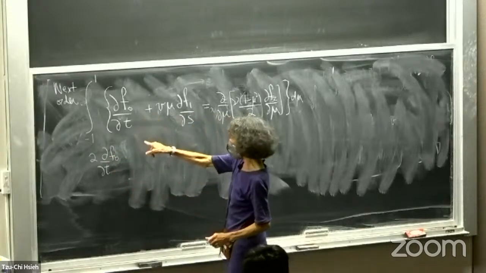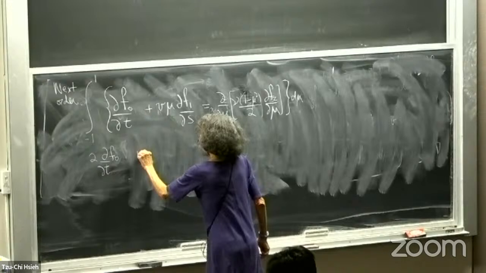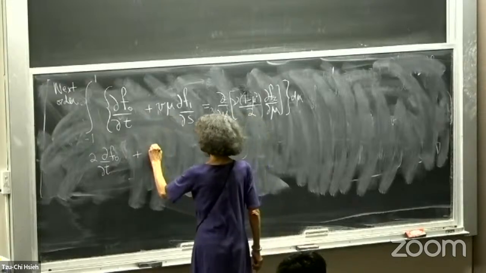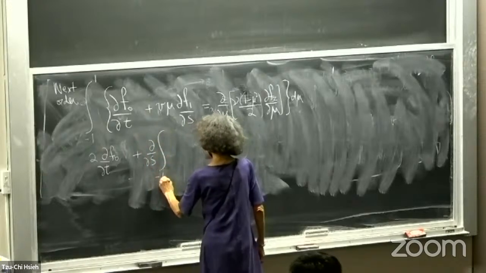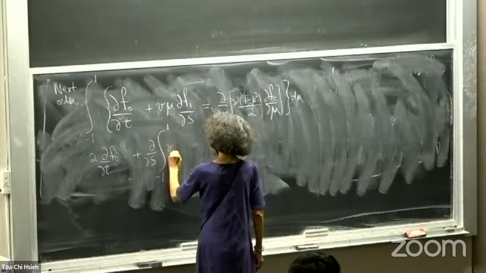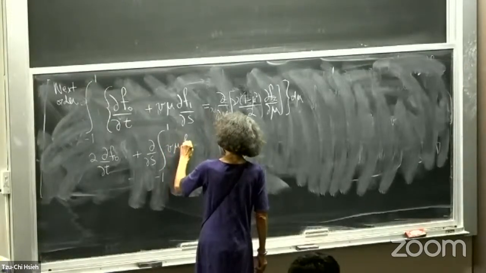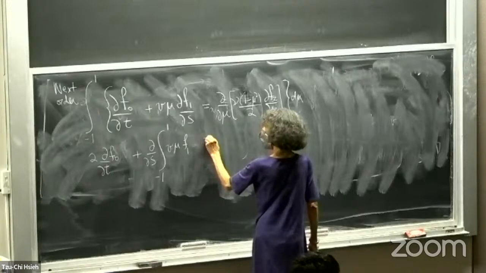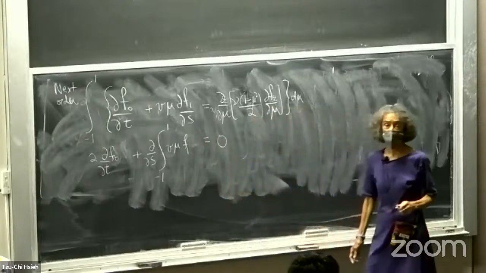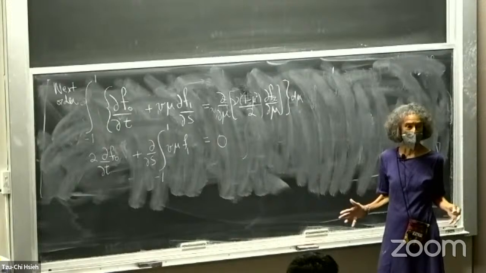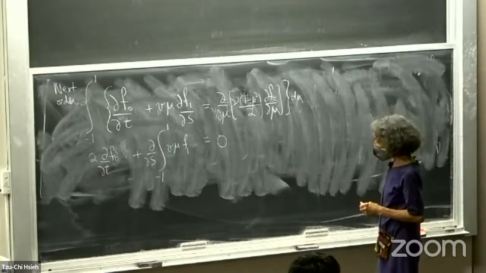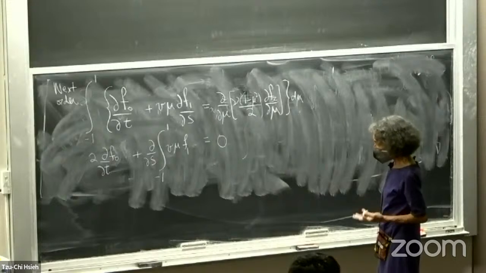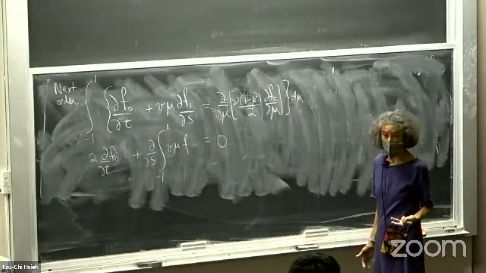So F0 is independent of mu. This term will take a little more care. d/ds, take it outside, integral from -1 to 1 of v mu F1 equals 0. Okay, so F2, we wrote it down, but we don't actually need it. So it looks like we're getting close, but we don't actually have an expression for F1.